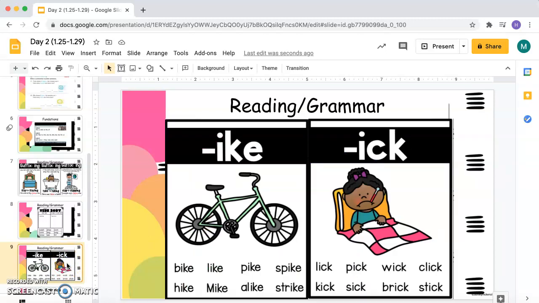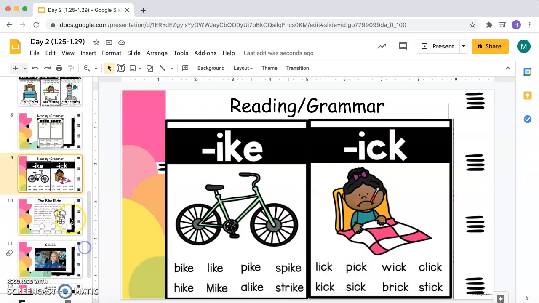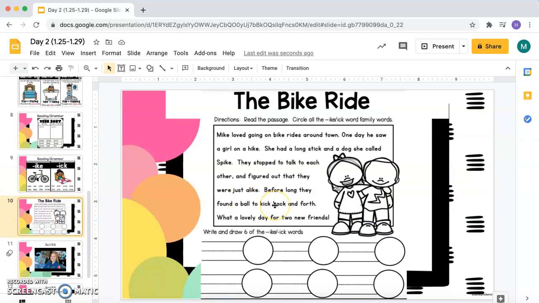Another grammar thing that we're working on this week is words that end in I-K-E, or words that end in I-C-K, excuse me. So like bike, like, pike, all those end in I-K-E, and lick, pick, wick, all of those end in I-C-K. So I'm going to read this story to you, and then you are going to write in these boxes any words that you found that end in I-K-E or I-C-K, okay?